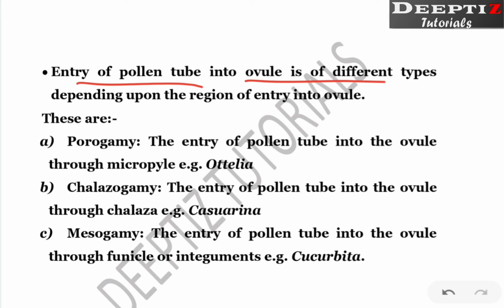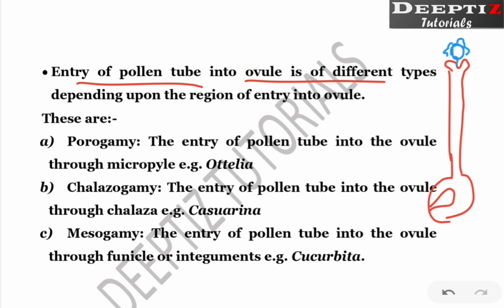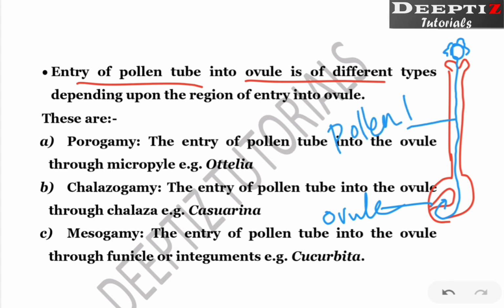So what we are talking about, this is the stigma, style and the ovary, right? In the ovary there is ovule. Till now what had happened? There is pollen grain which falls on this stigma region. From there it grows a pollen tube, and the pollen tube has to enter into this ovule. This red colored structure which we have drawn here is ovule, and this blue tube which we have made here is the pollen tube. So the pollen tube has to enter into the ovule.